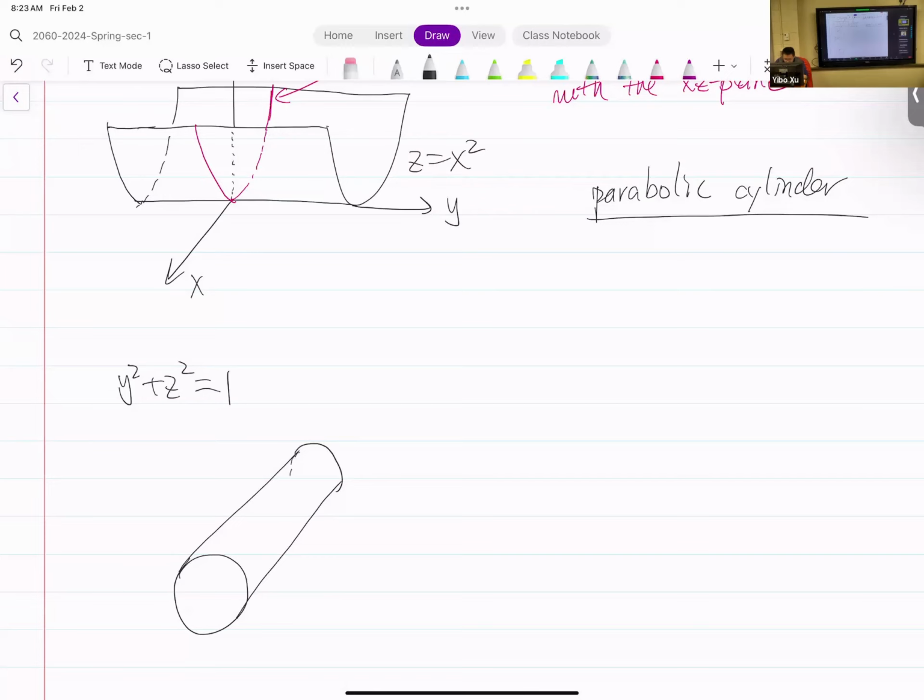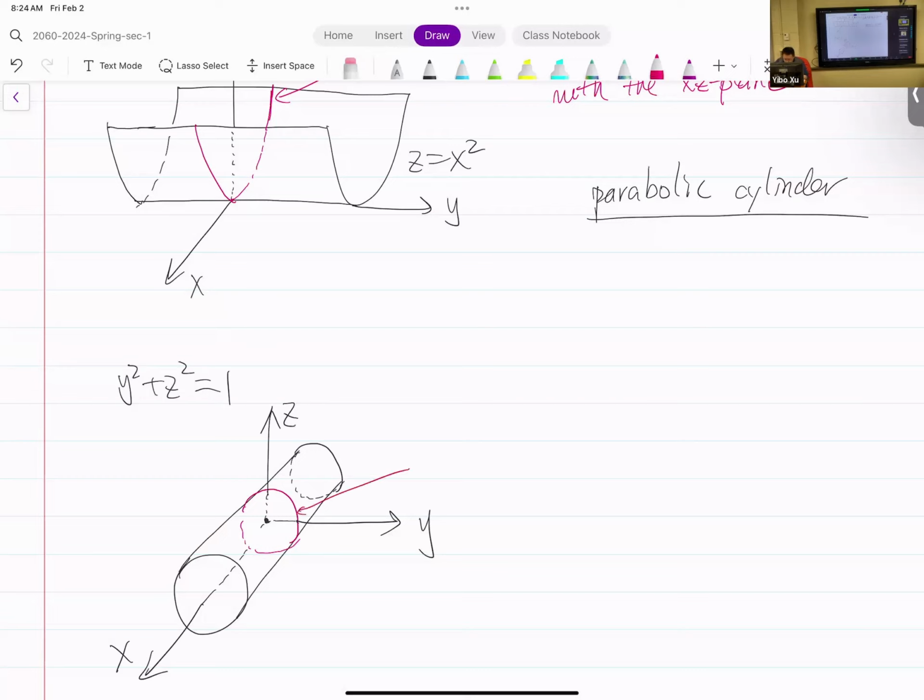And let me make the dashed lines for the transparency. And here I'm gonna say what happens when x is 0. So this is the x-axis. Okay, going to the right, that's the y direction. Going vertically out, that's the z direction.